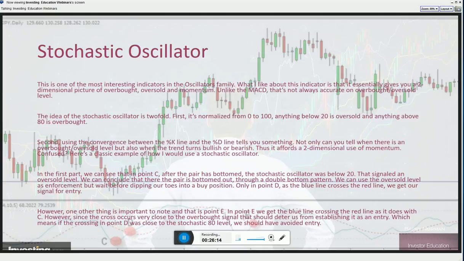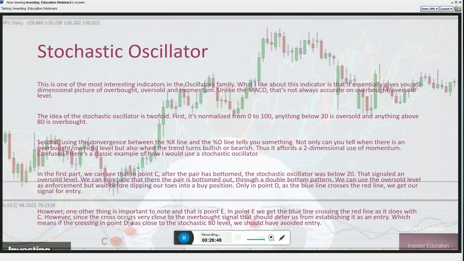The idea of stochastics is twofold. First, it normalizes from 0 to 100. Anything below 20 is oversold and anything above 80 is overbought. Second, using a convergence between the percent K and the percent D line, the orange and the blue lines we looked at, tells you something. Not only can you tell when there is an overbought and oversold level, but also when the trend turns bullish or bearish. Thus, it affords a two-dimensional use of momentum.